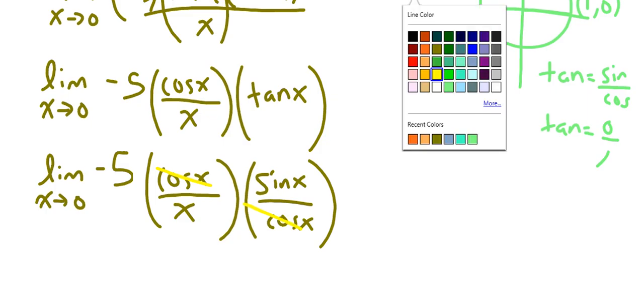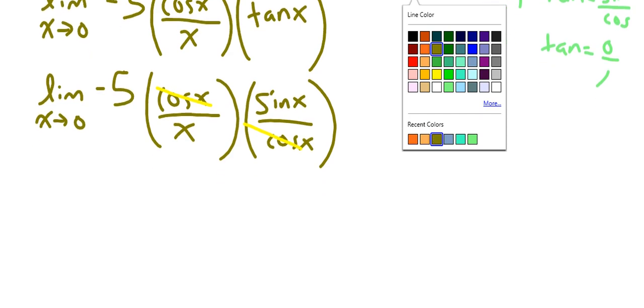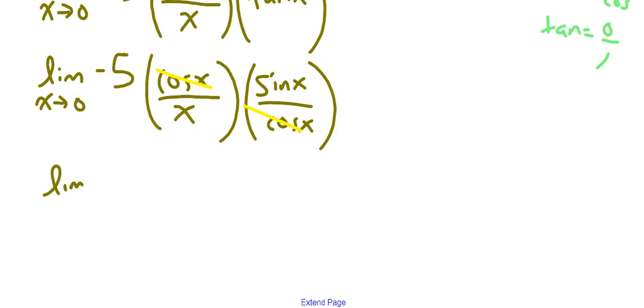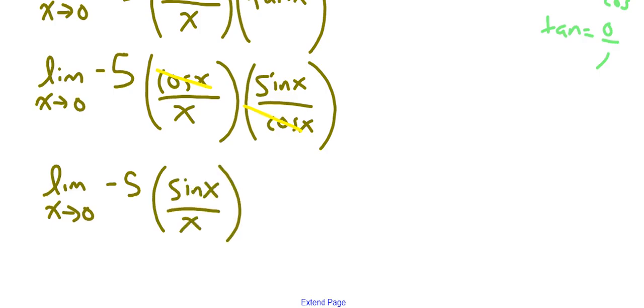So let's see what happens next. Now we've got the limit as x approaches 0 of negative 5 times, and I'm going to separate it with a parenthesis, sine x over x. So we can do this. Now we can break it down into two separate things. And I'll do that one last time, but once again, you don't have to once you understand how it works.